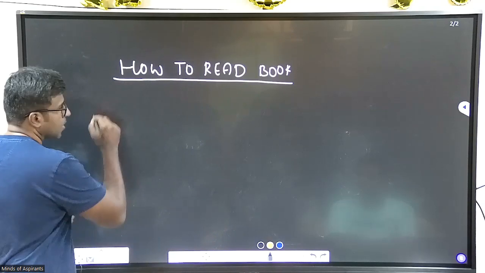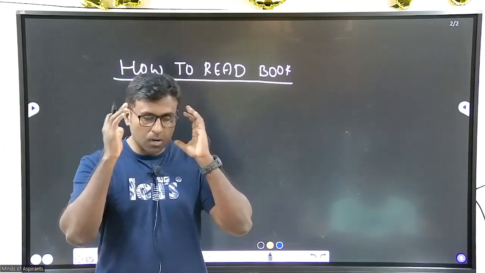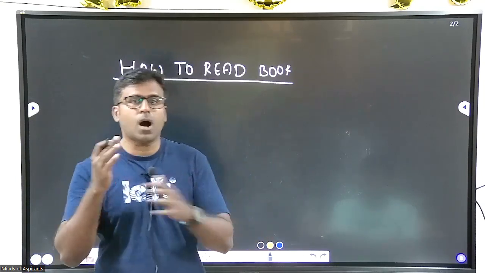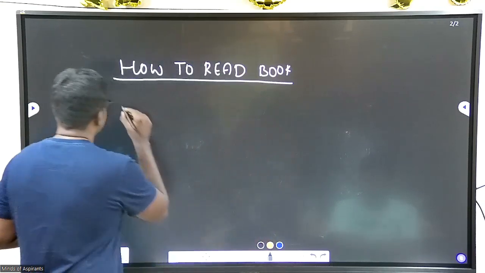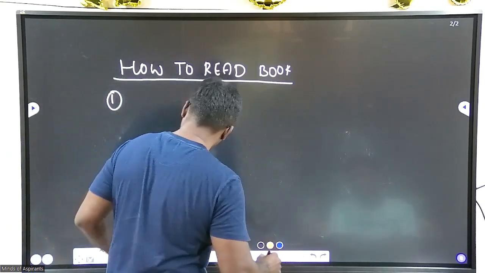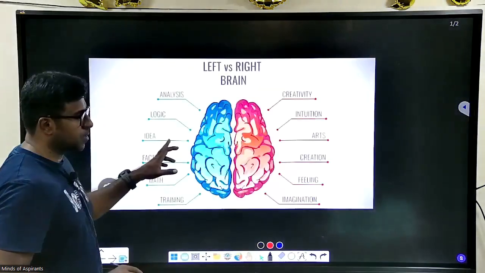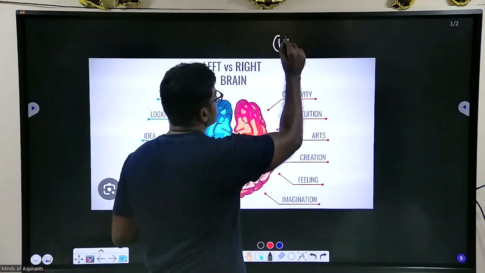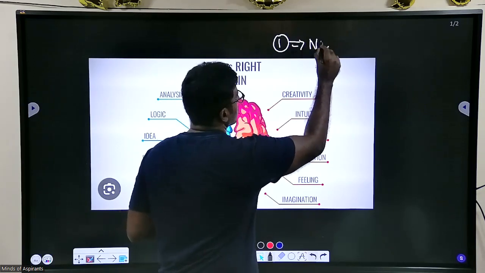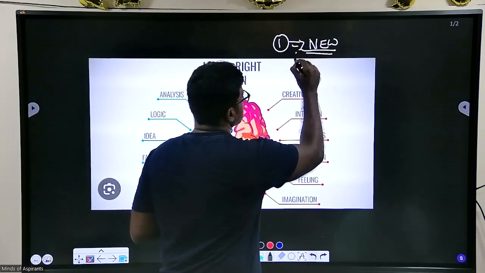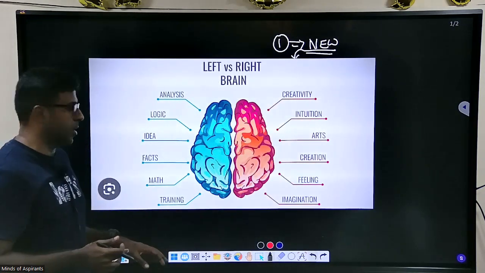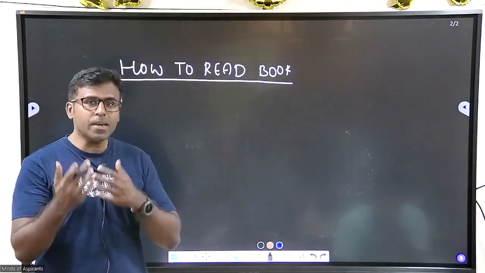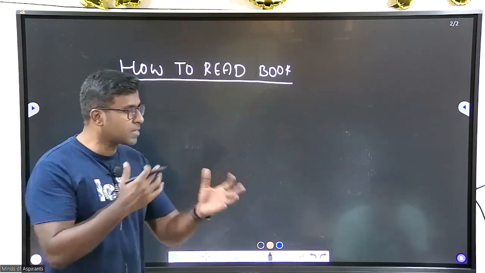The first thing, I will talk about some neurological understanding of the brain in order for you to understand how to read a book. You should know that the brain has two parts, the right and the left hemisphere. When you read a new concept for the first time, it is actually given to the right side of the brain, and when it comes to the right side of the brain, you will not be able to make sense of many of the things.